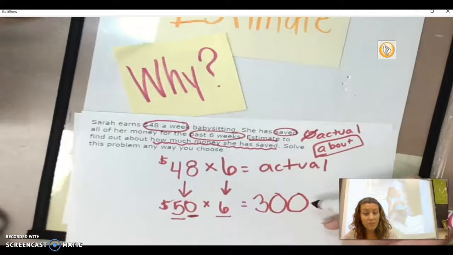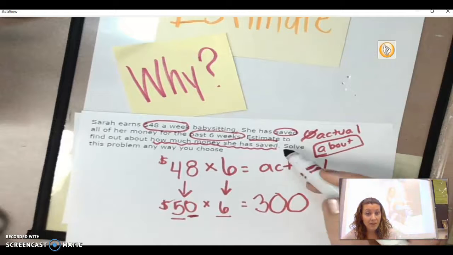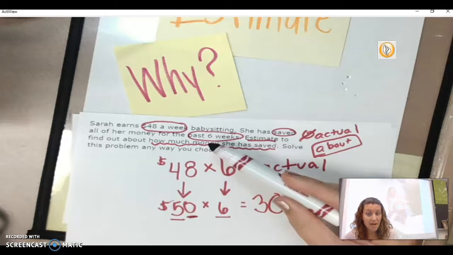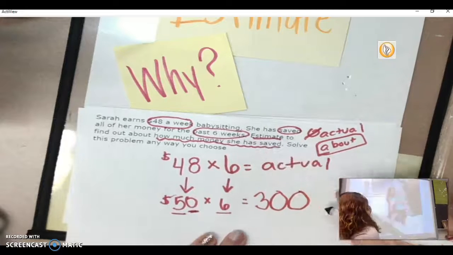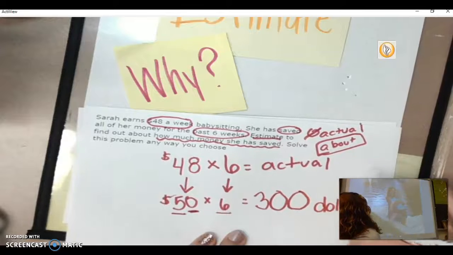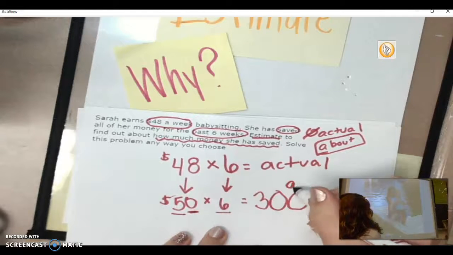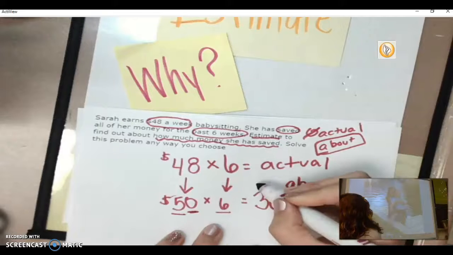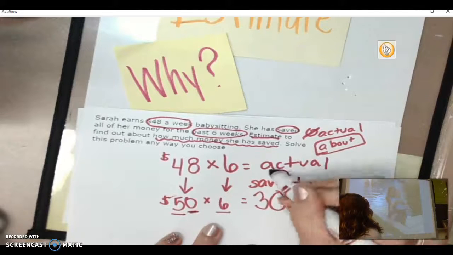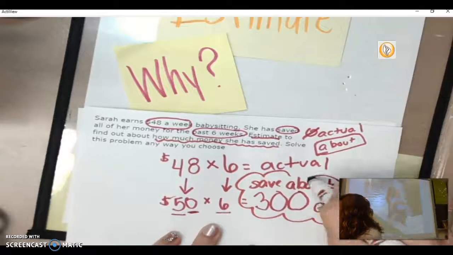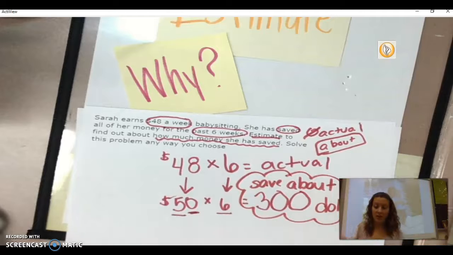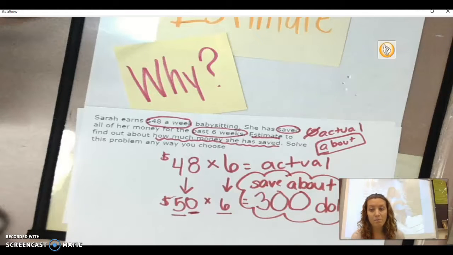But remember, we want to be precise. So when the question's asking for how much money, I need to go back and put a label of dollars. And this tells us that she's going to save about $300 for babysitting over the course of 6 weeks.